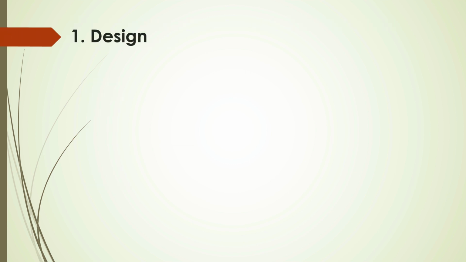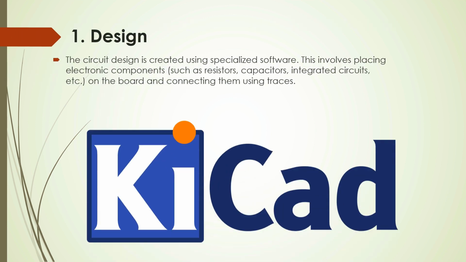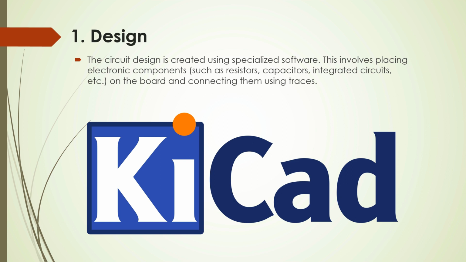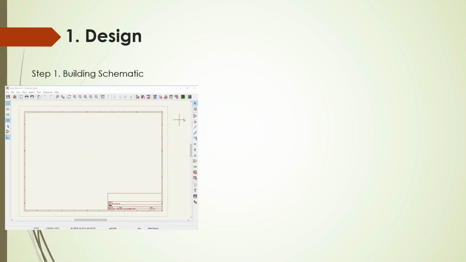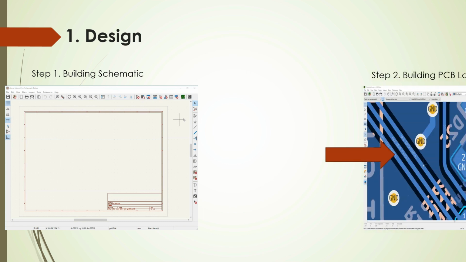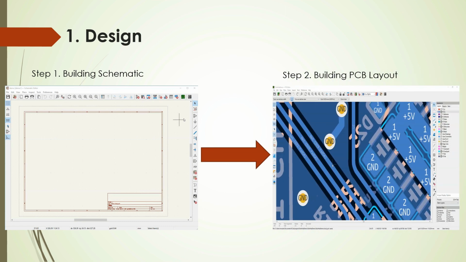The first step is design. The circuit design is created using specialized software. This involves placing electronic components such as resistors, capacitors, integrated circuits, etc. on the board and connecting them using traces. In the design process, the first thing we create is the schematic. And after we draw our schematic, we will build our PCB layout.